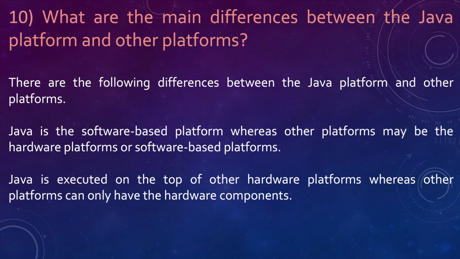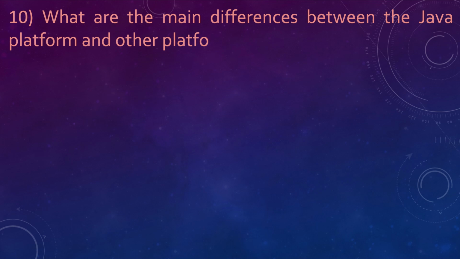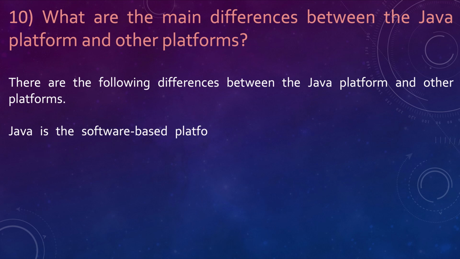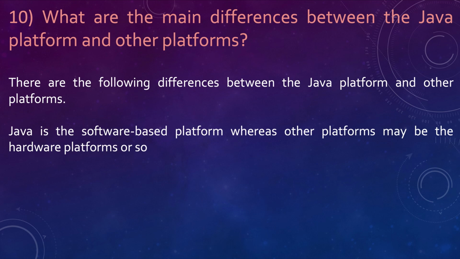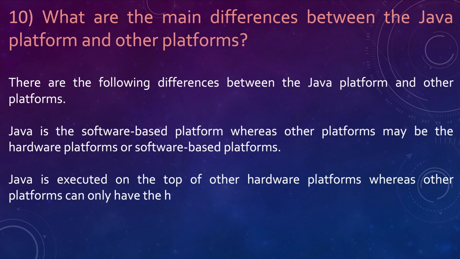What are the main differences between the Java platform and other platforms? There are the following differences between the Java platform and other platforms. Java is the software based platform, whereas other platforms may be the hardware platforms or software based platforms. Java is executed on the top of other hardware platforms, whereas other platforms can only have the hardware components.